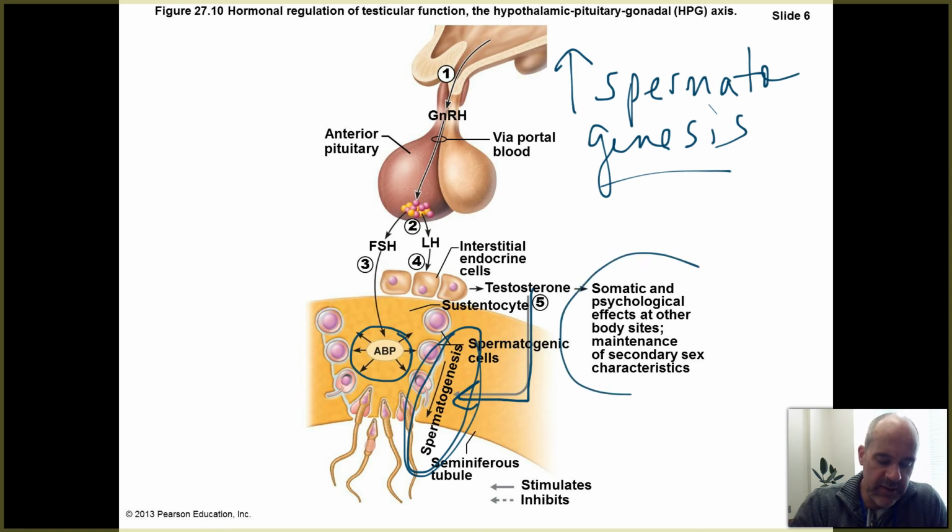And then over here, the testosterone gets into the bloodstream and has somatic effects. So somatic is referring to tissues of the body, and psychological effects as well in the brain. And it plays a very important role with maintenance of secondary sex characteristics.